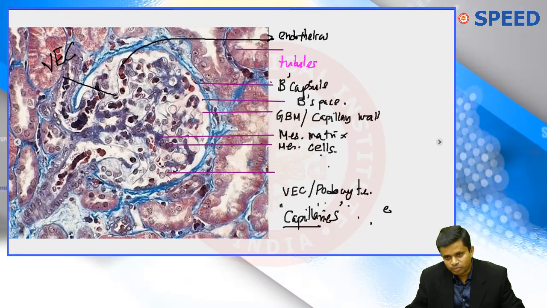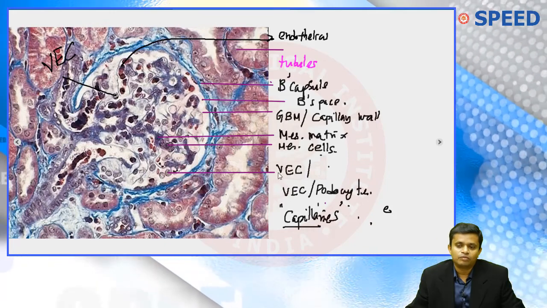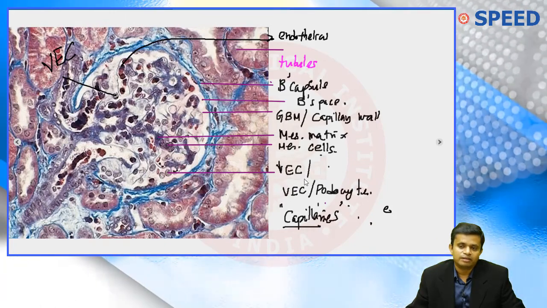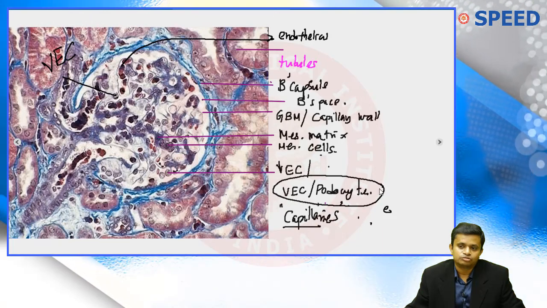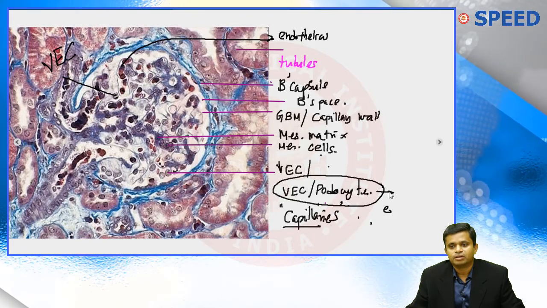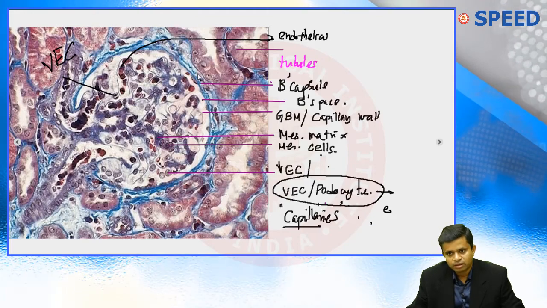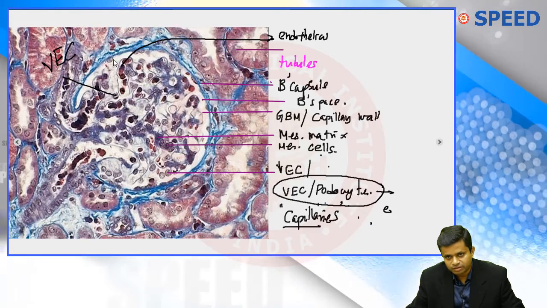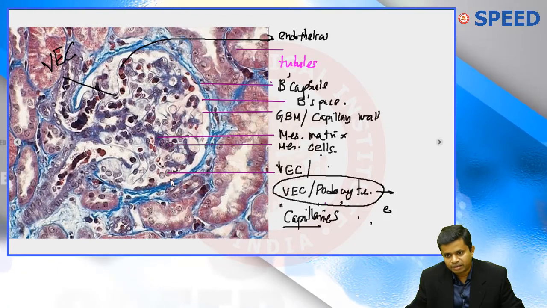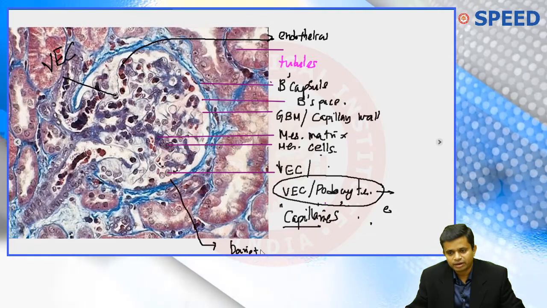Can you see here the pale cells which are seen outside the capillary wall? These are your podocytes, which you should know for exam, or visceral epithelial cells. Now you see some cells. Can you see some cells which are clinging on to the Bowman's capsule? These cells, these cells. These cells are called parietal epithelial cells.